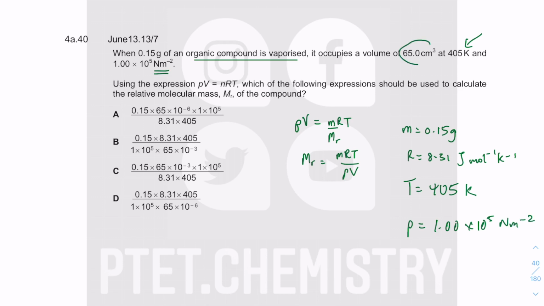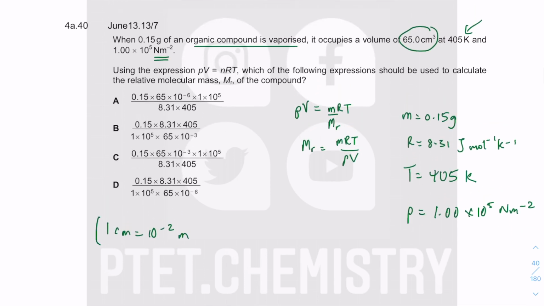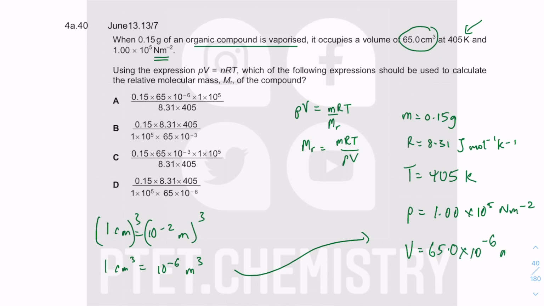But your volume is in cm cubed, so for the same trick that I had in the previous question, I really just need to think about 1 cm is 10 to the power minus 2 meter. Cube both sides. I'm working a lot faster here because I already showed you one time in the previous question. So now my volume is just 65.0 cm cubed, converted to meter cubed, I'm sorry, this time 10 to the power minus 6 meter cubed. So I don't need to calculate anything here. I just need to make sure that I have the correct value.